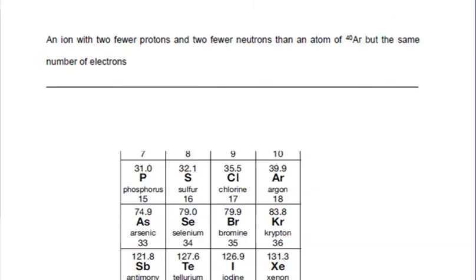Have a look at another example then. An iron, so watch out for little things like that. An iron, it's got charge, with 2 fewer protons and 2 fewer neutrons than an atom of 40 Ar. So argon, number 18. We're going to have a look at our information again. So if argon is number 18, it's got 18 protons, and it's an atom, so it's got 18 electrons, and 40 take away 18 is 22, so 22 neutrons.